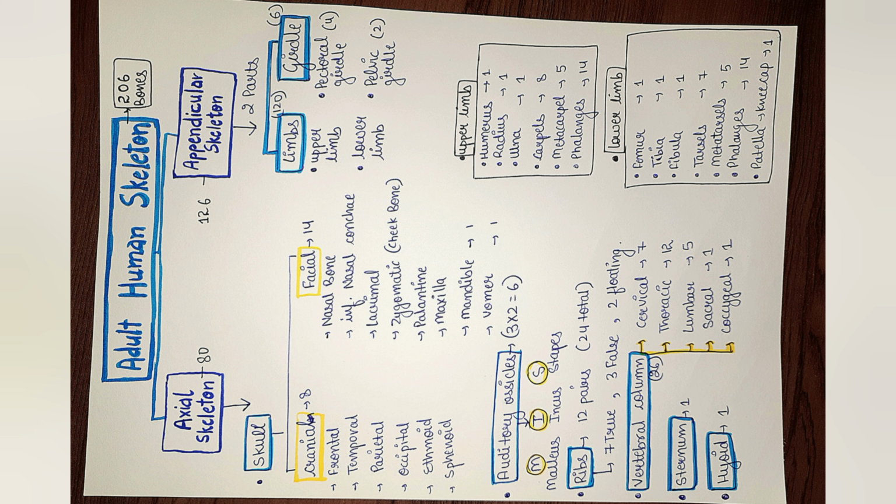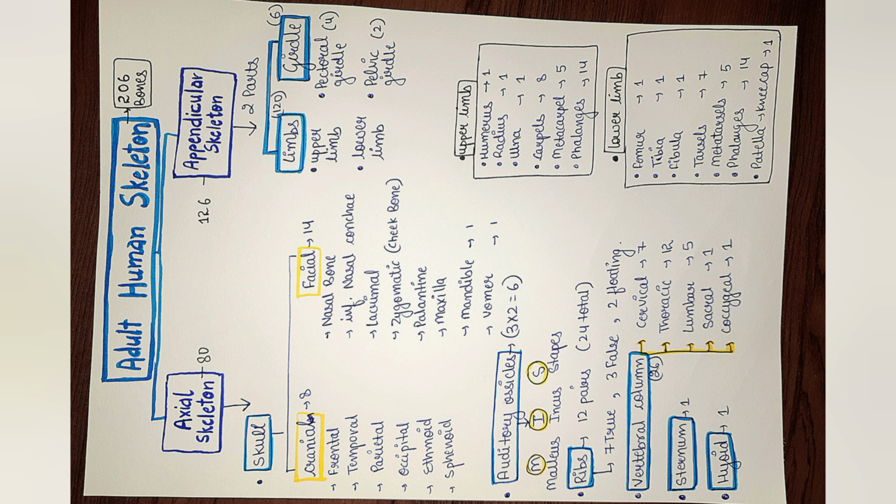Cranial bones are 8: frontal, temporal, parietal, occipital, ethmoid, and sphenoid, whereas the facial bones are 14 in number, which includes nasal bones, inferior nasal concha, lacrimal bones, zygomatic bone, which is known as the cheekbone, the palatine, maxilla, mandible, and the vomer. Auditory ossicles are three in an ear, which we call MIS. MIS stands for malleus, incus, and stapes.